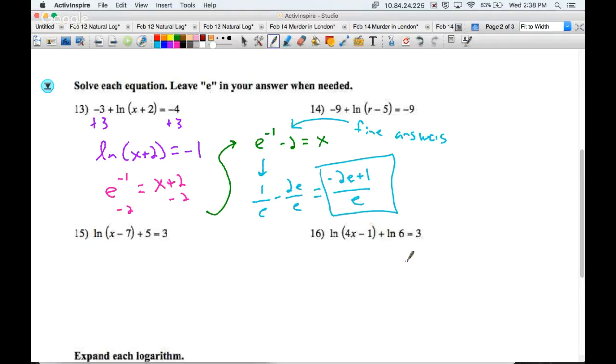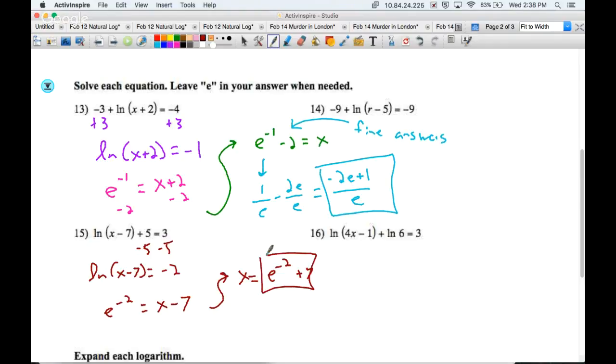Let's see, we'll do 15 and 16. I'm going to subtract 5 from both sides. ln of x minus 7 equals -2. E to the -2 equals x minus 7. X equals e to the -2 plus 7, so this is a fine answer for number 15.